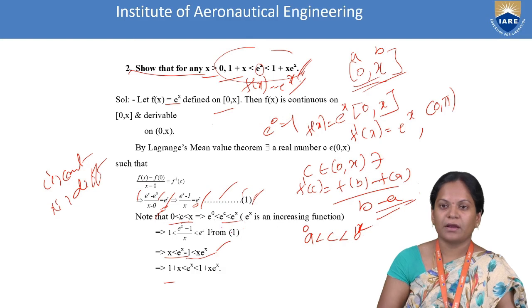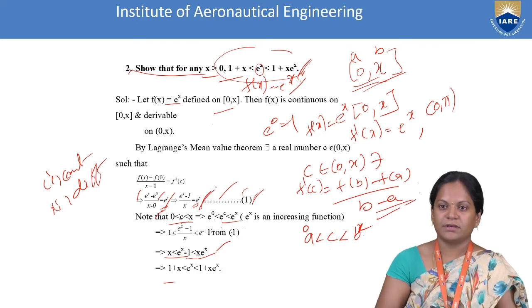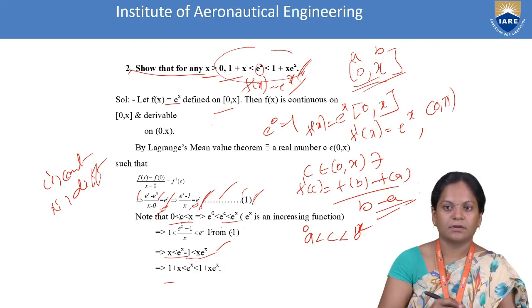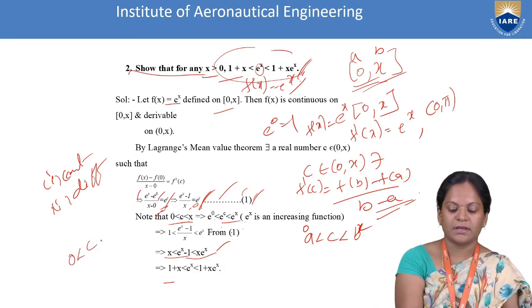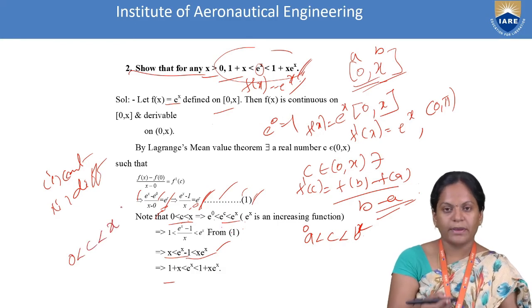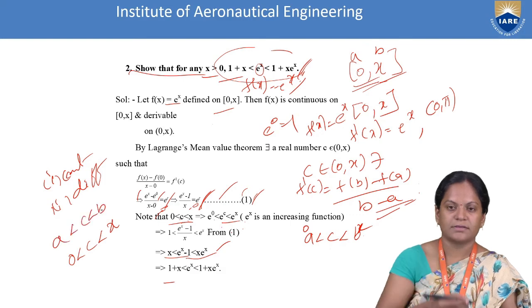Substitute in place of b and a: f of x minus f of 0 by x minus 0 equals f dash of c, which is e power x minus e power 0 by x minus 0. So e power c is e power x minus 1 by x. Take this as equation 1. Here we should remember one thing: c must lie in the open interval 0 comma x. So I'm writing here 0 less than c less than x. Always c must lie in between a and b: a less than c less than b.